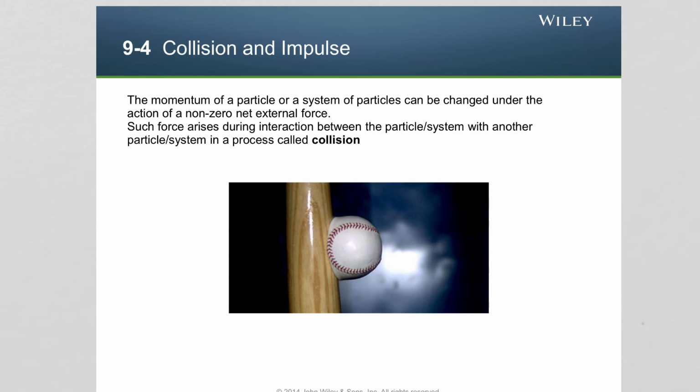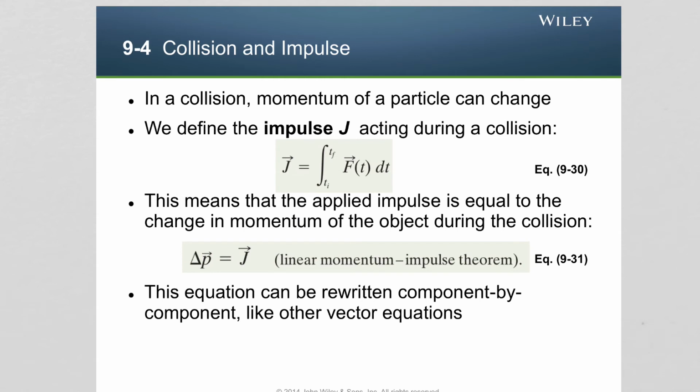So that also means that the force that the baseball bat applies on the baseball is not a constant force, but it changes with time. And so this integral here for the impulse generated during the collision between the baseball and the baseball bat in this example includes this force which changes with time, and the integral is over time, because the interaction happens for a finite amount of time.